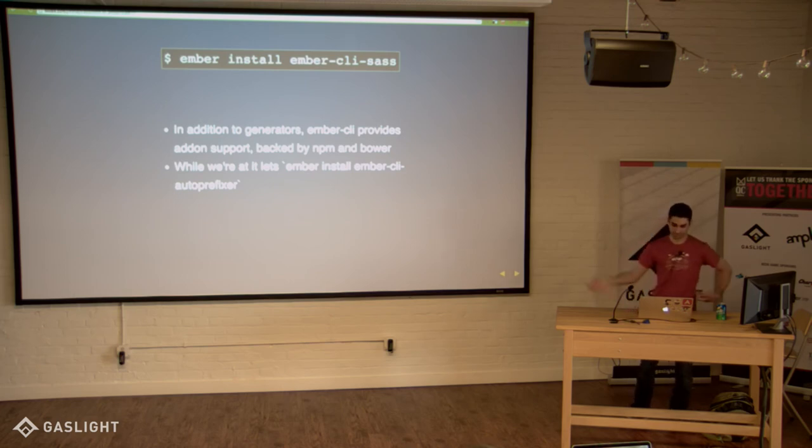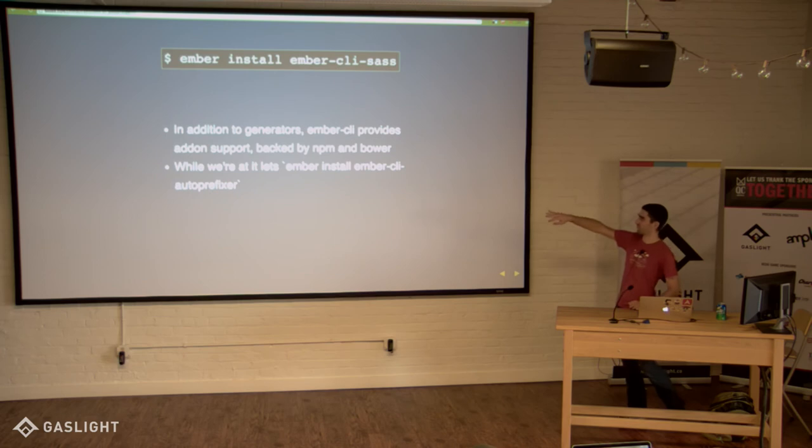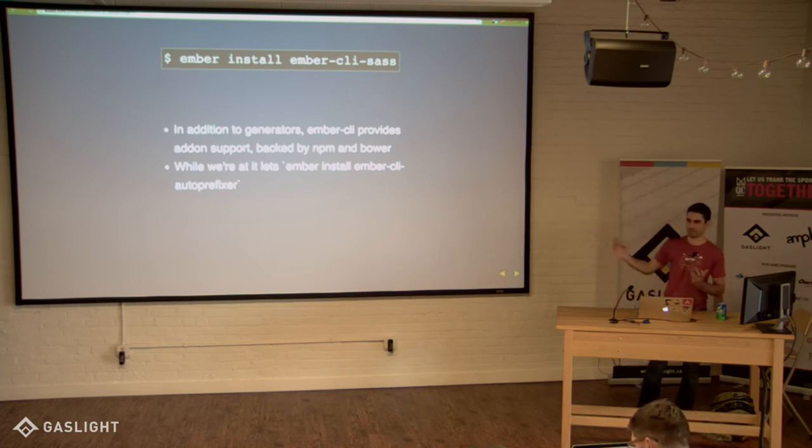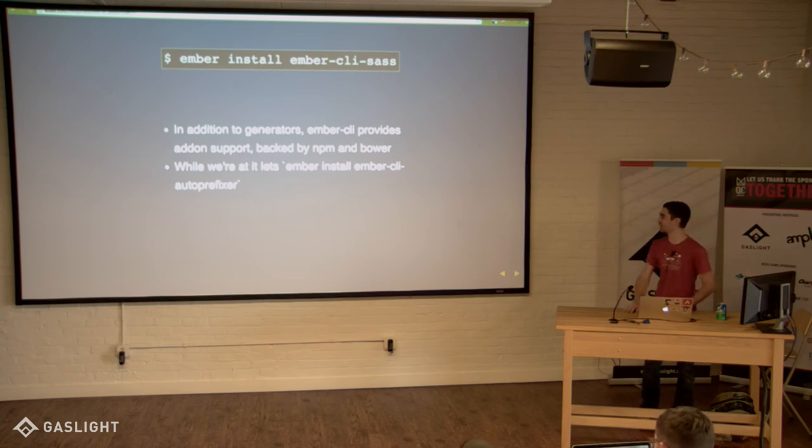And there's tons of great ones. You just look around. I mean, like autoprefixer, ember install ember-cli-autoprefixer, and you're good to go. That's all you have to do, and you've got your CSS prefixes. It's really nice.